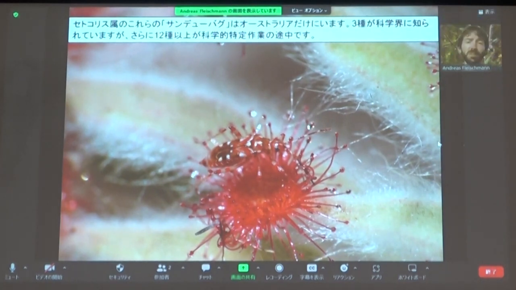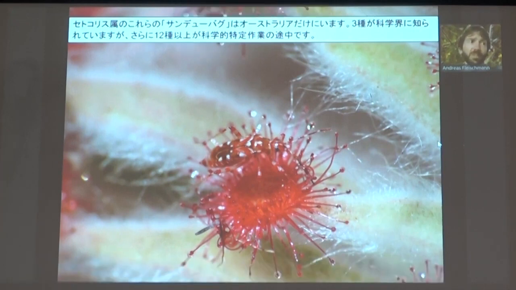These sundew bugs of the genus Setocoris occur exclusively in Australia, and very little is still known about them. There are a lot of photographs, but the taxonomy is still poorly resolved. Three species have been described, one on Byblis and two on Drosera from Western Australia, but more than a dozen species are awaiting scientific description. So there are many more species, but still undescribed.